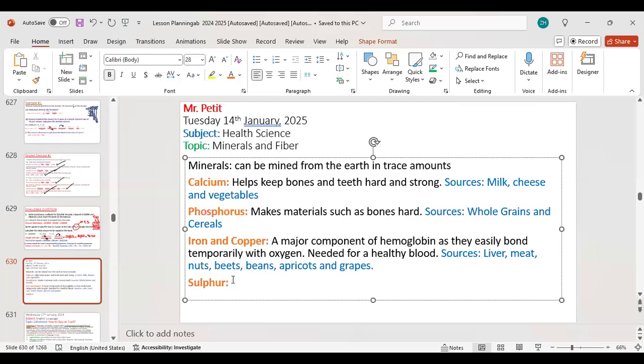Sulfur. Is there anyone here whose nails grow very long?